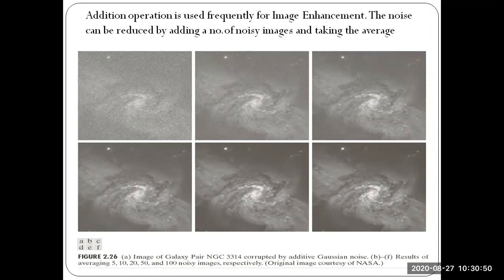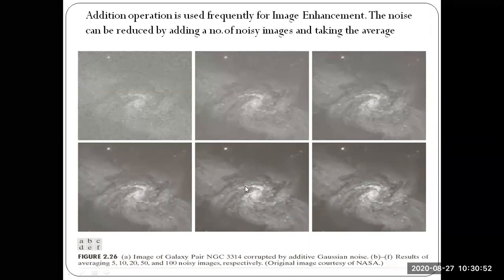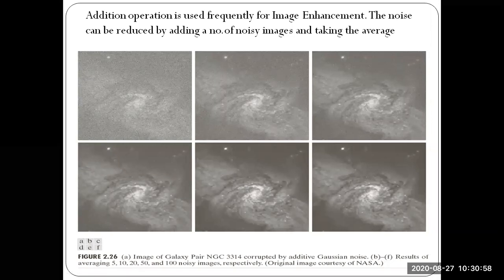Similarly, what is E? E is another galaxy image, but after averaging 50 images. The last one is 100 images. If you observe clearly, when compared with the first one, this is very clear. We are highlighting the image. So what is the application of the addition operation in our image processing?